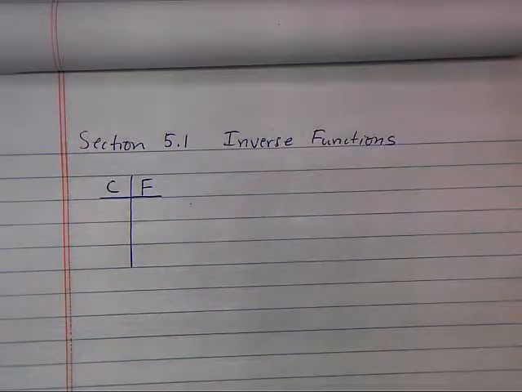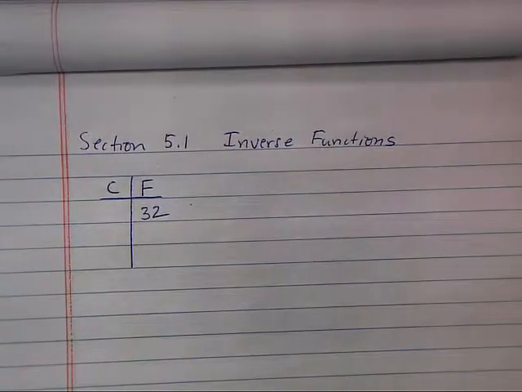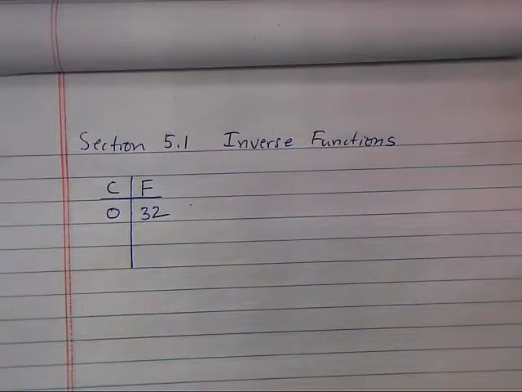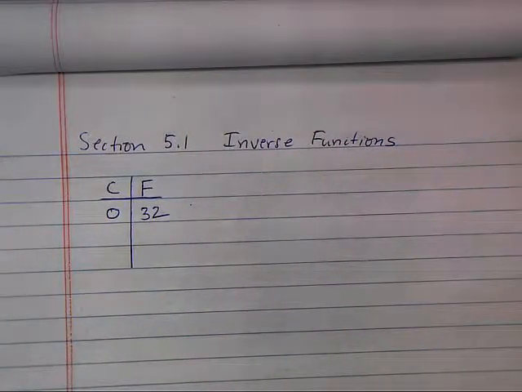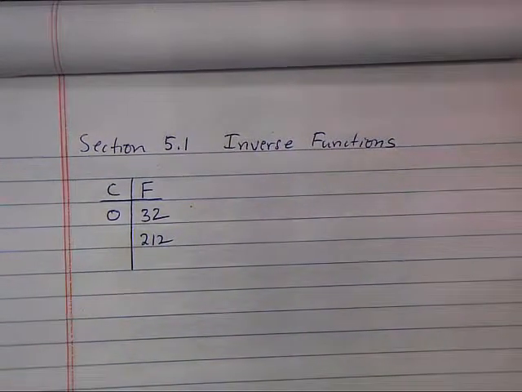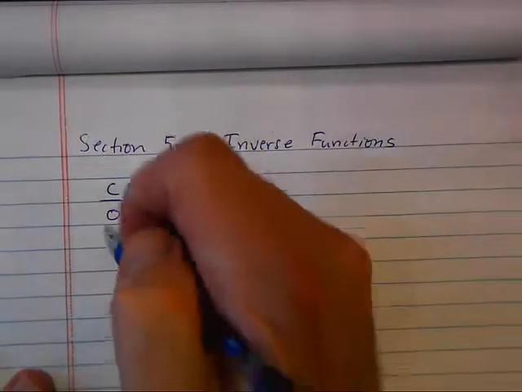So, when does water freeze? What temperature? 32 Fahrenheit. What's the freezing temperature for water in Celsius? 0. And when does water boil? 212 Fahrenheit. What about Celsius? 100.